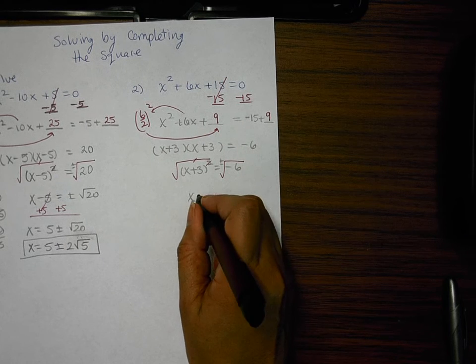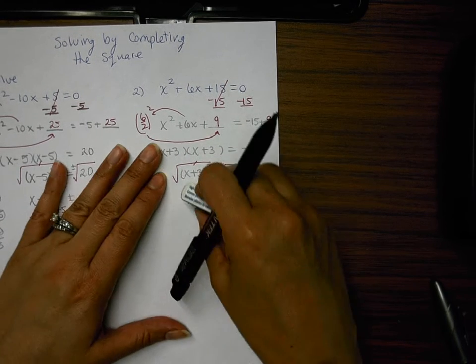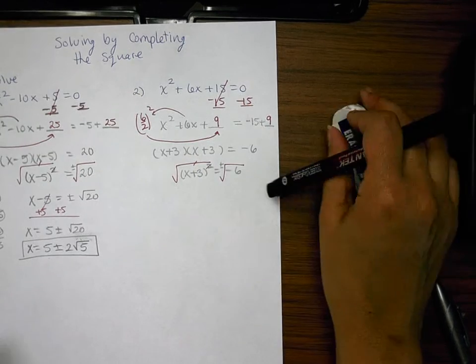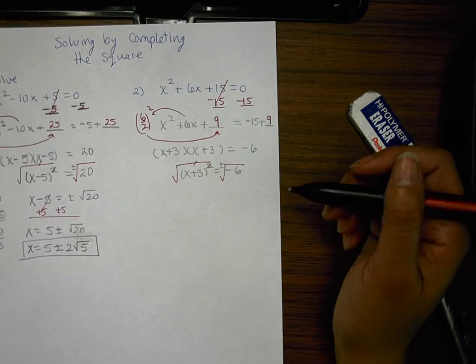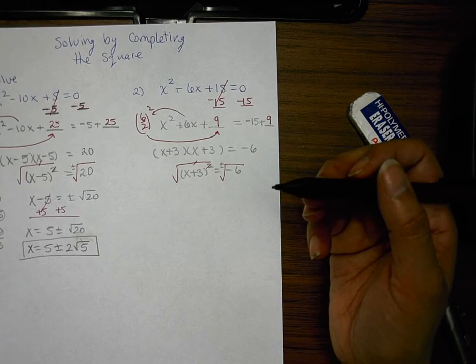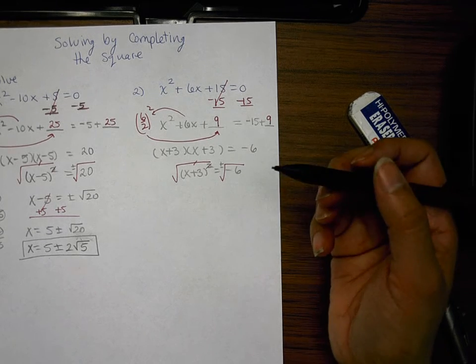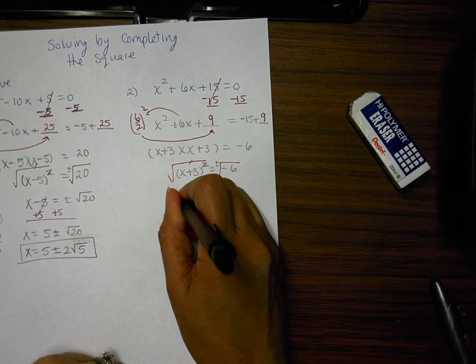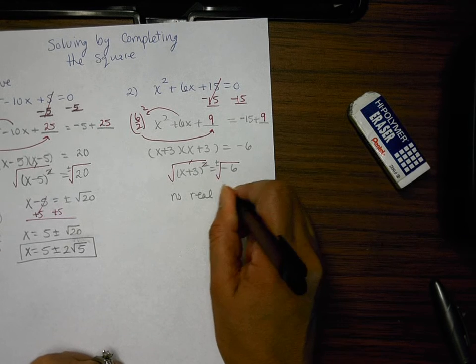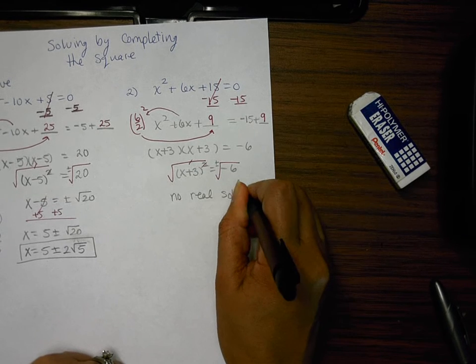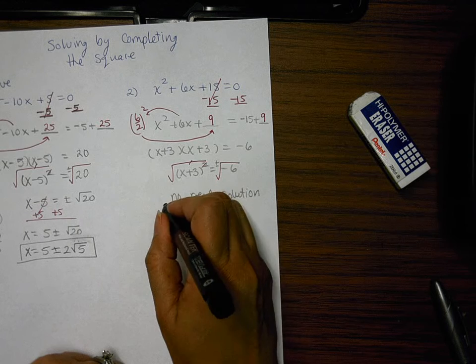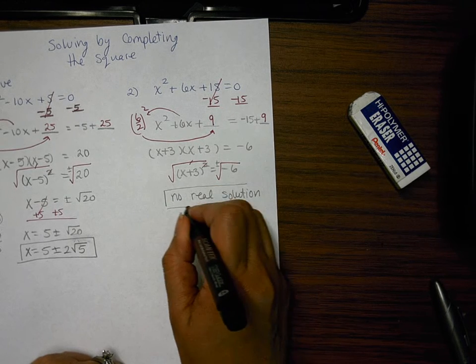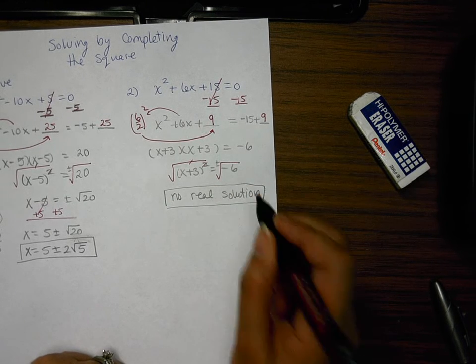X plus 3... oh no, can we take the square root of a negative? Not yet. We will take square roots of negatives in about a day or two, but for now we cannot. So we would say no real solution. And I say no real solution because there is an imaginary solution, which we're going to deal with in a few days, but for now, this is what we write: no real solution.